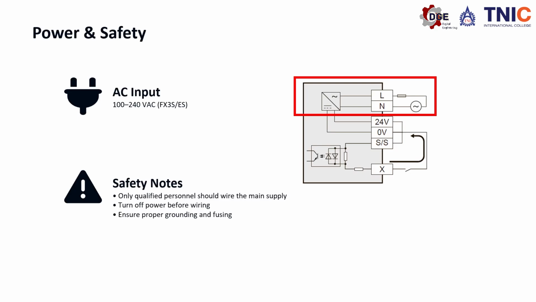When working with PLC power and wiring, always follow safety practices. Disconnect and verify the power before wiring. Select the proper cable size and protection. Label and organize wiring for maintenance, and ensure proper grounding according to standards. Mains wiring should be performed only by qualified personnel.